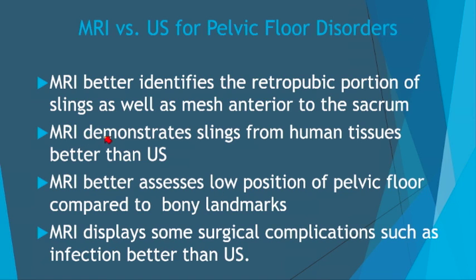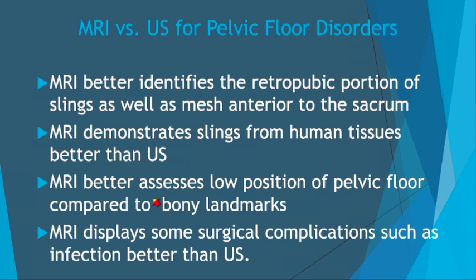MR also is better identified if the patient has had human tissue types of materials used for their sling. Because what happens to us is if a patient has a human tissue sling, it blends in with the rest of the tissues of the pelvis, so we really don't define it as well, whereas MR is able to define it much better.